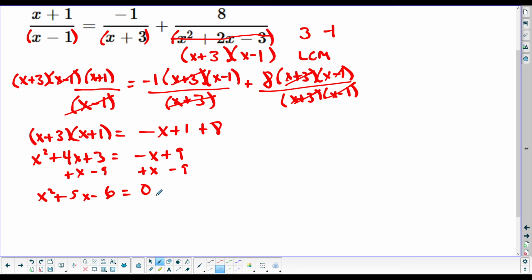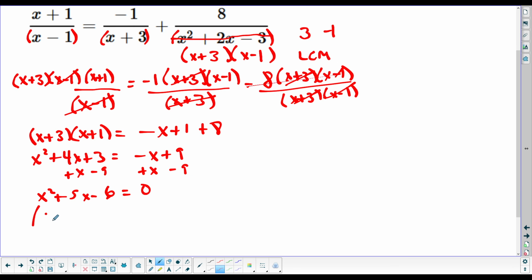Okay, now to solve this, remember that this represents a parabola. And so what we're really looking for are the x-intercepts. I'm looking for where this y value is equal to 0, so I'm looking for the x values that give me 0. The quickest way to do this is if I can factor this, because that will quickly tell me my x-intercepts. So I'm going to try to factor this by looking at the factors of negative 6 that add up to positive 5. I think that's going to be positive 6 and negative 1.